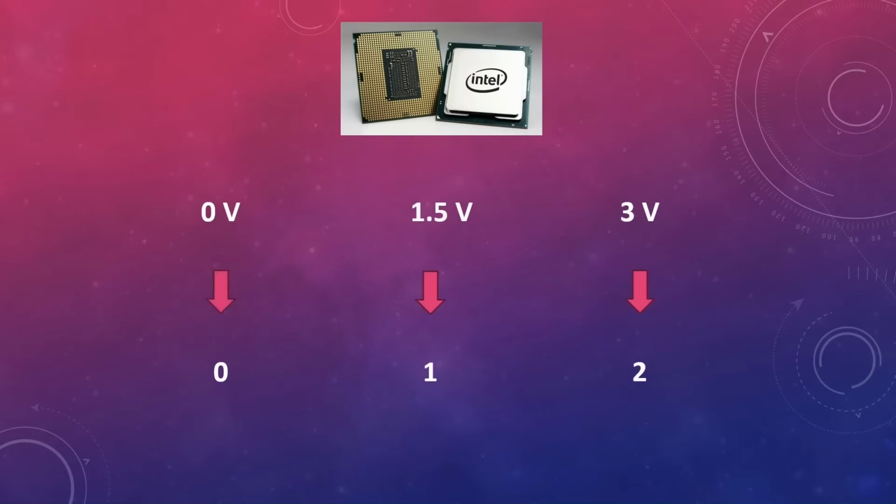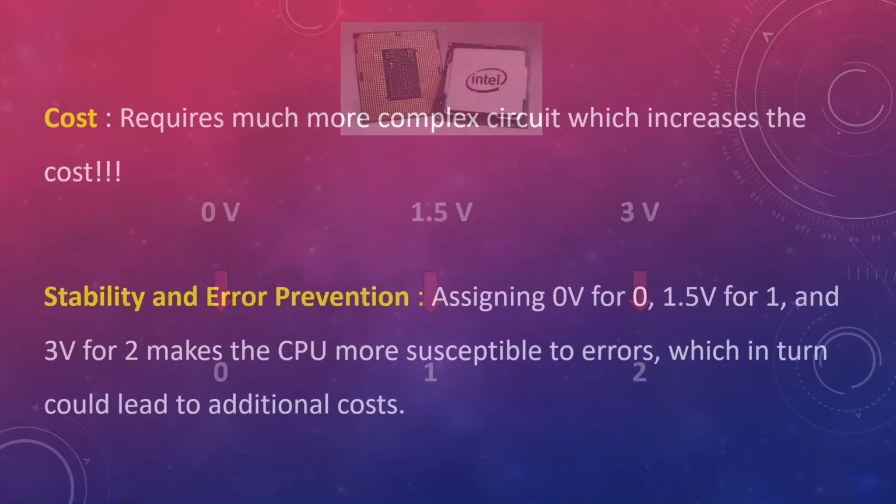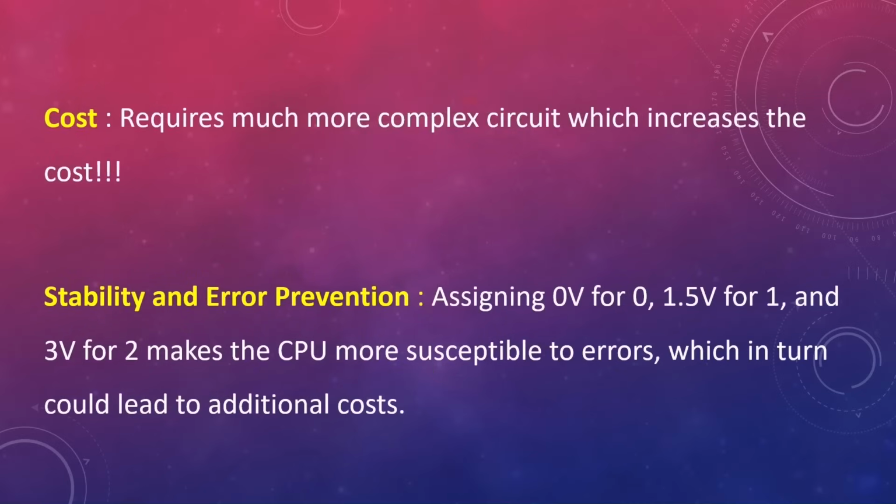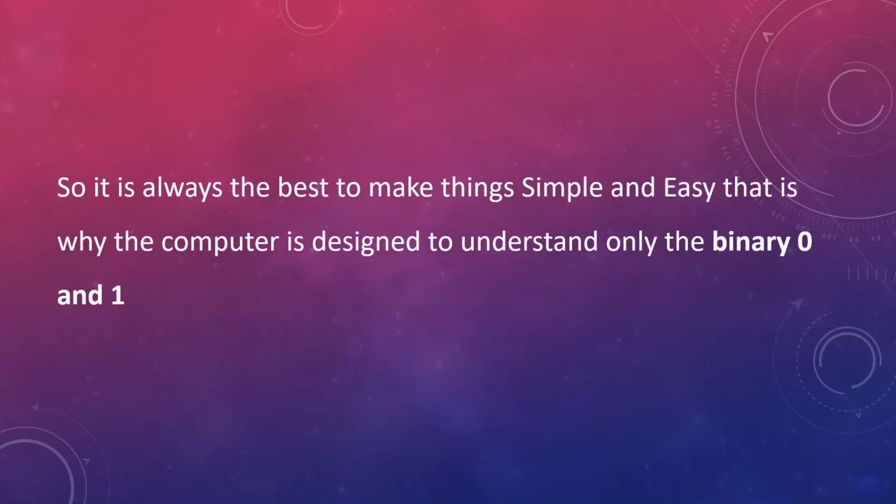Theoretically, we can also use the concept like 0 voltage for 0, 1.5 voltage for 1, and 3 voltage for 2. But while considering the structure and the architecture of the processor, we emphasize two things. Number one is cost, because to consider 0 voltage for 0, 1.5 voltage for 1, and 3 voltage for 2, a much more complex circuit is required, which further increases the cost. We also emphasize stability and error prevention, because this makes the CPU more susceptible to errors, which in turn could lead to additional costs. So it is always best to make things simple and easy. That is why computers are designed to understand only the binary code 0 and 1.